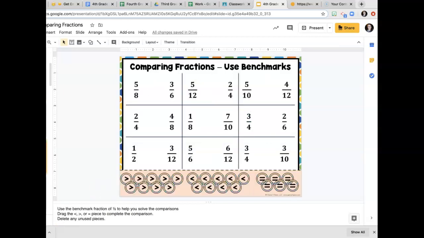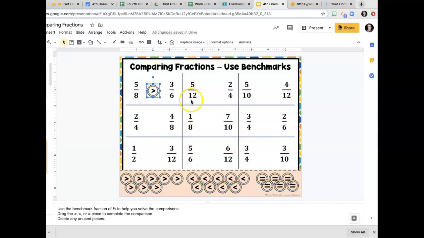Now this time you don't have your number line, so you're just having to think it in your mind. Half of 8 is 4, so this is more than a half. Half of 6 is 3, so this is exactly a half. More than a half, exactly a half. So it must be more.